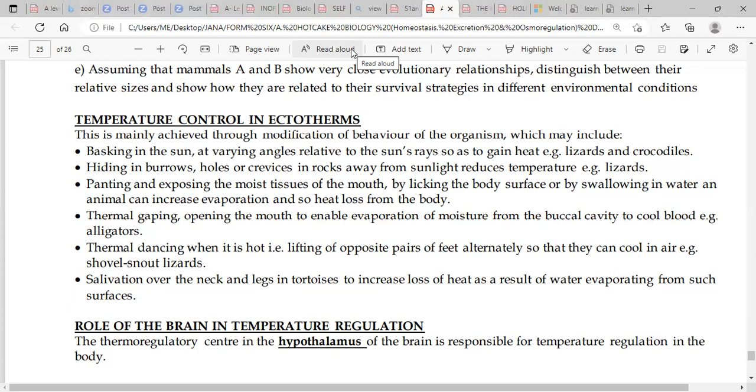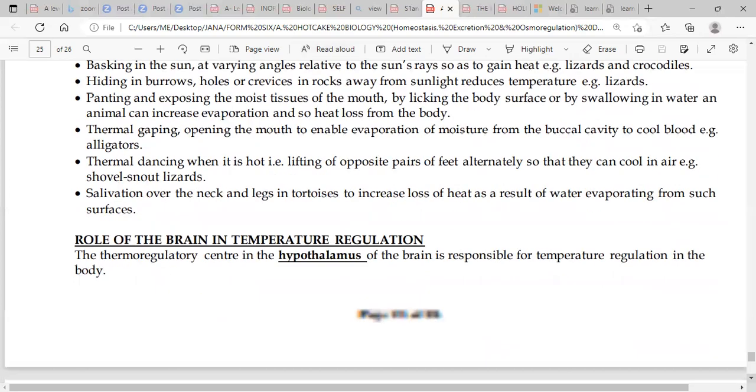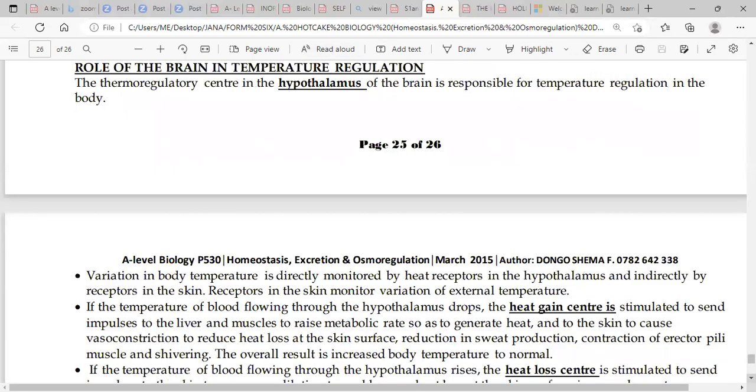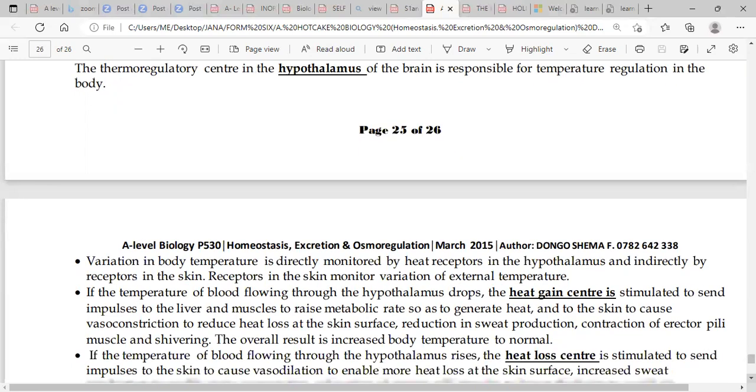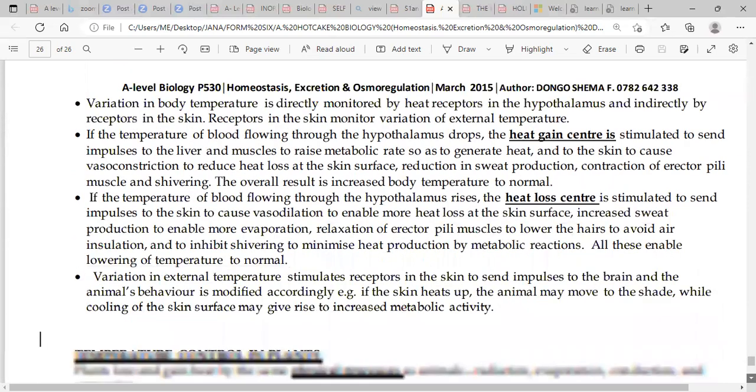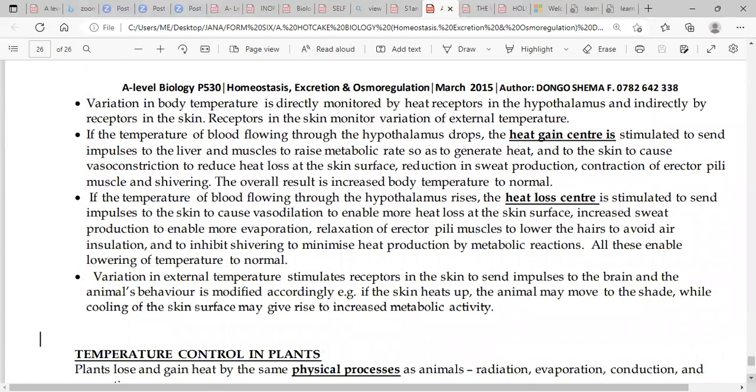We have the role of the brain in temperature regulation, and within the brain, we have the thermoregulatory center, which is the hypothalamus. It is the one responsible for temperature regulation in the body. In the previous video, we looked at the roles it performs or the way it brings about a response if there is an increase in heat.